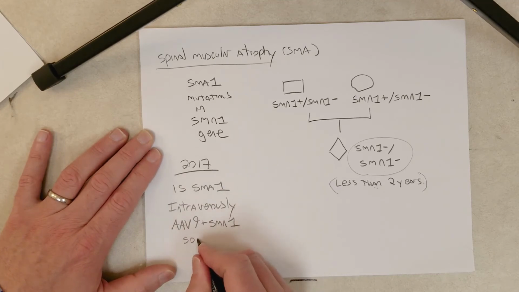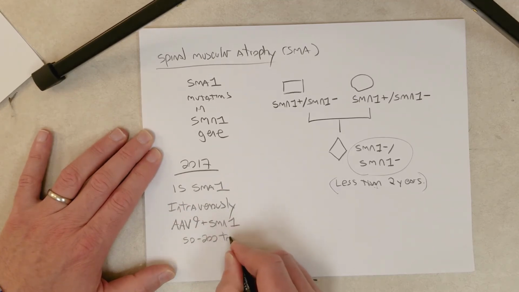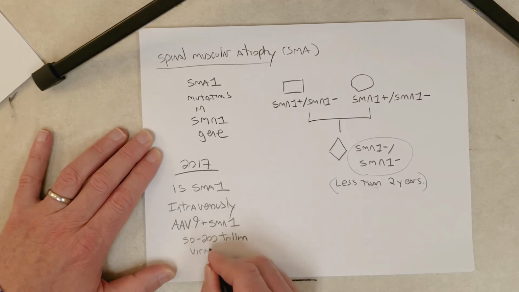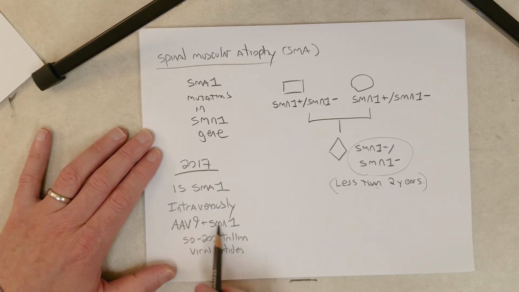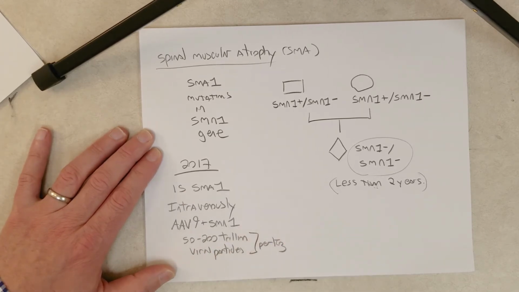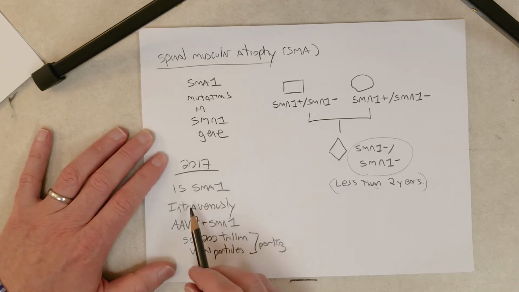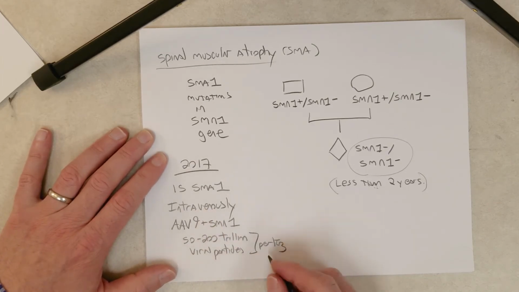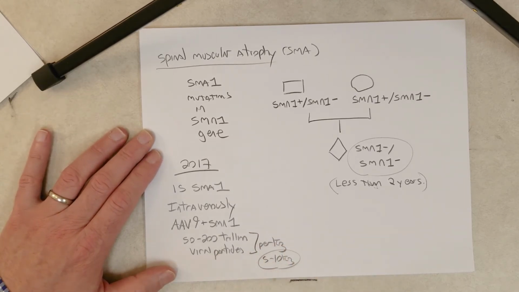So they delivered 50 to 200 trillion viral particles. So 50 to 200 trillion of these, of the AAV9 carrying the SMN1 gene, per kilogram of body weight. And about six months old infants are on average 5 to 10 kilograms. Whoa, so you can see that's a lot of virus. There's a lot of recombinant viruses that they injected intravenously into these infants.